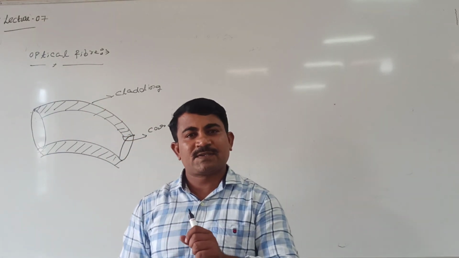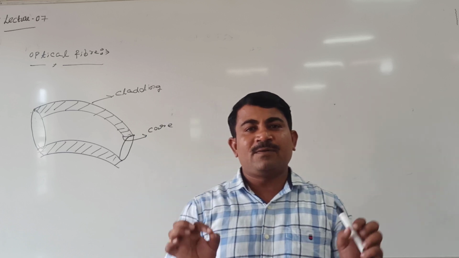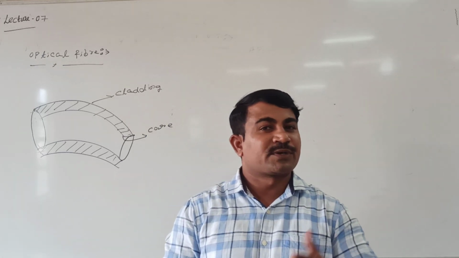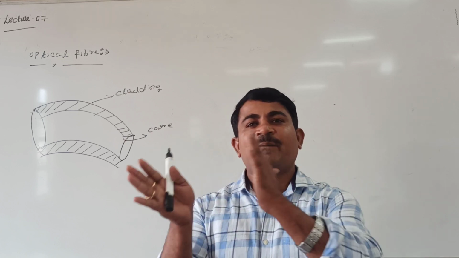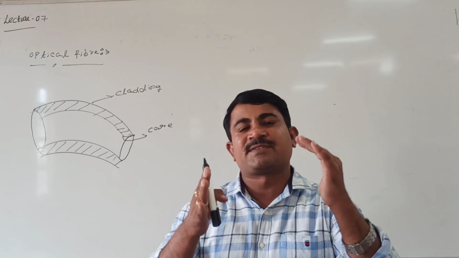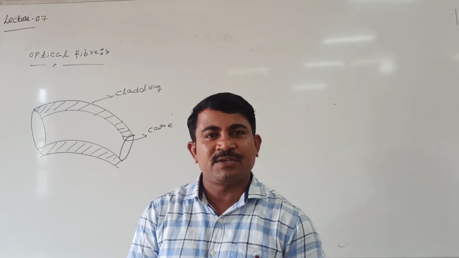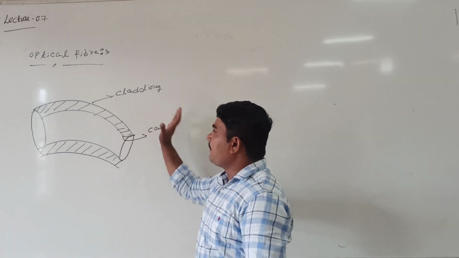Then how does it work? The optical fiber works on total internal reflection of light. Total internal reflection means if the angle of incidence is greater than the critical angle, the ray of light always bounces back in the denser medium. That phenomenon we call total internal reflection. Then let us see the simple construction.